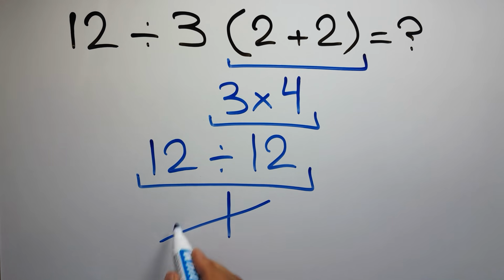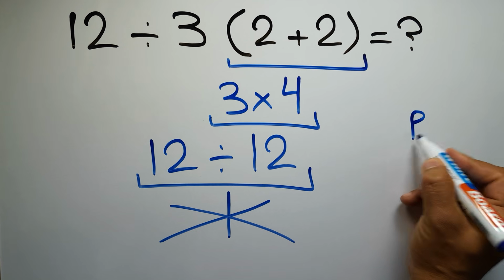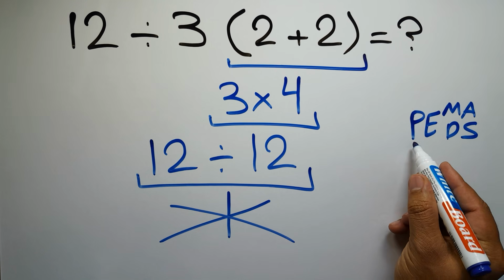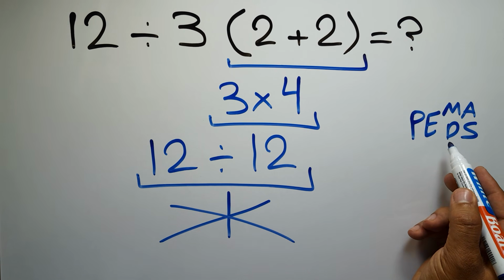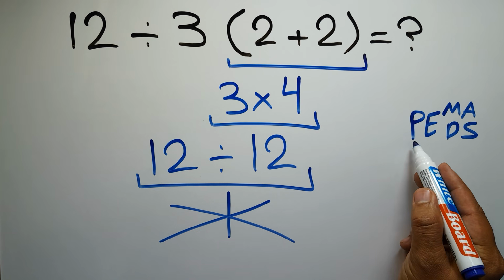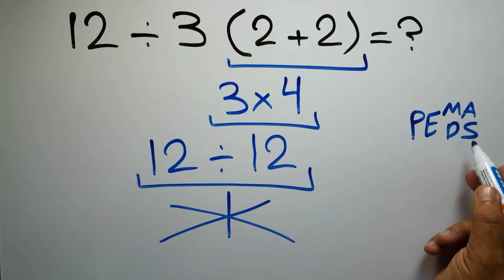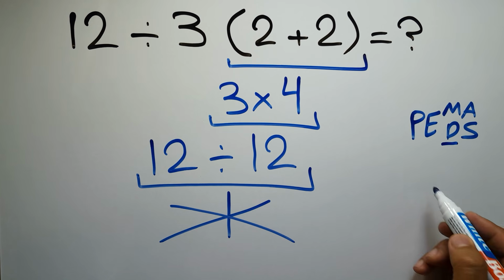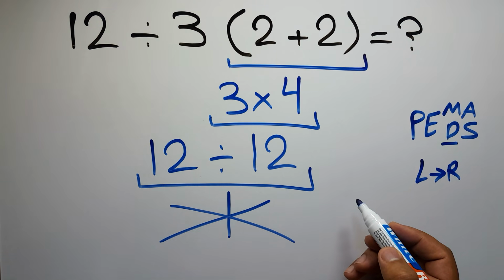But this answer is not correct because according to the order of operations, which is PEMDAS, P stands for parentheses, E stands for exponents, M and D stand for multiplication and division, and the A and S stand for addition and subtraction. First we have to do parentheses, then exponents, then multiplication or division, and finally addition or subtraction. Remember that multiplication and division have equal priority and we have to work from left to right. And the same applies to addition and subtraction.